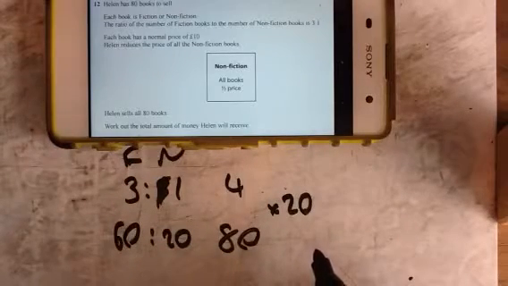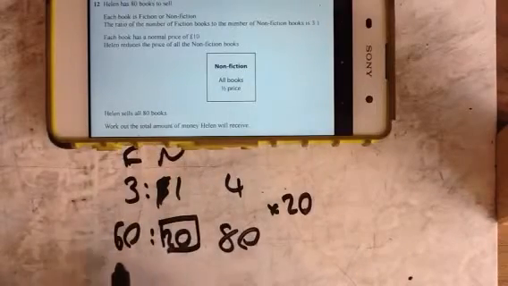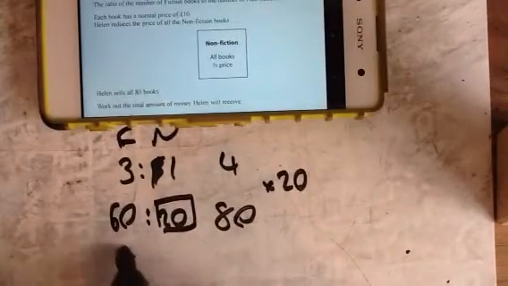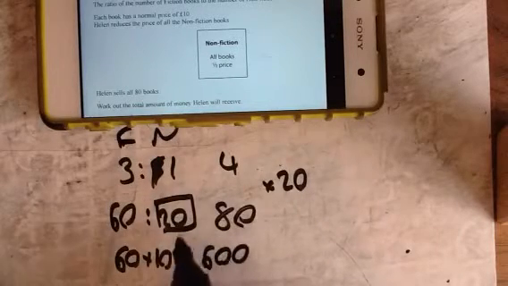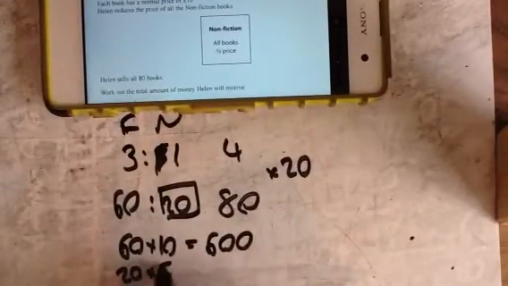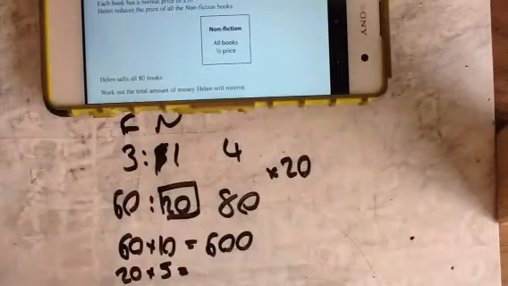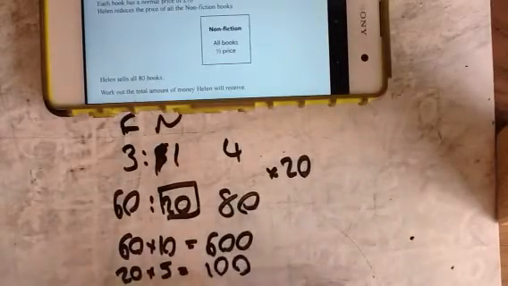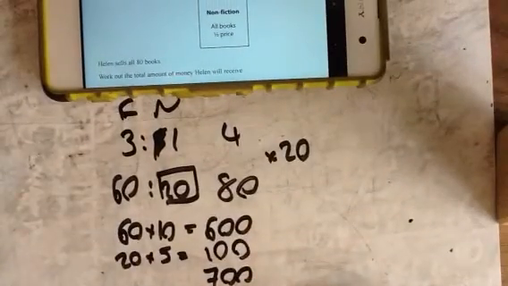Now, each book has a normal price of £10, and the non-fictional ones are half price. So these are going to be £10 each, so it's going to be 60 times 10, which is 600. Now this 20 is half price, so it's not 20 times 10, it's 20 times 5, because they're all half price. 2 times 5 is 10, add on a 0. Add them together is 700. Okay, so the total cost that Helen will receive will be £700.